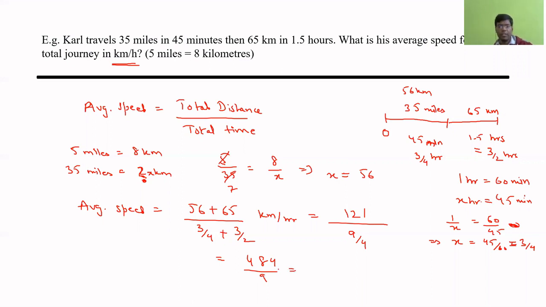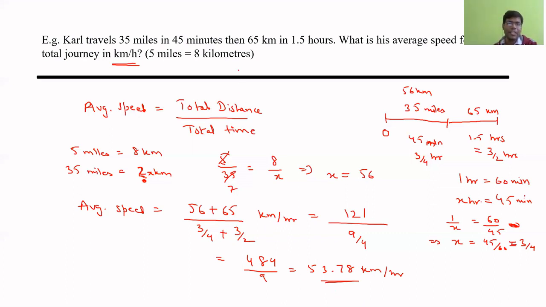So you can use calculator or you can directly calculate. Either is fine. So I am first using calculator. So 484 divided by 9 is 53.777. So I'm taking it as 53.78. And what are the units again? Kilometer per hour. So this is the average speed with which Carl is traveling.